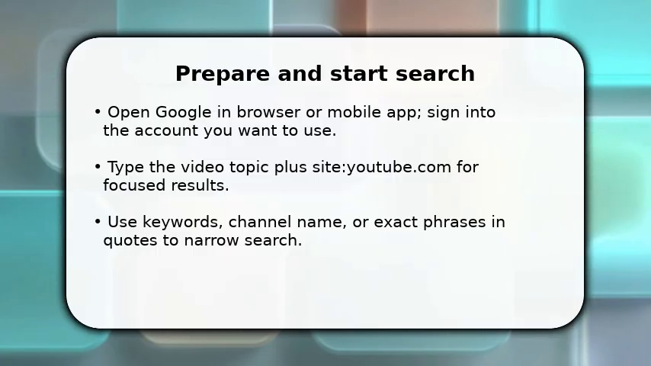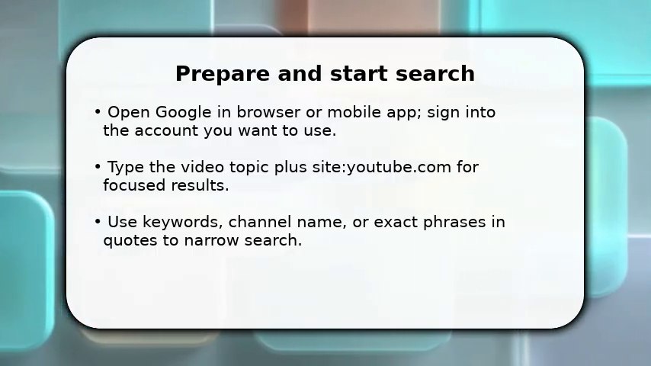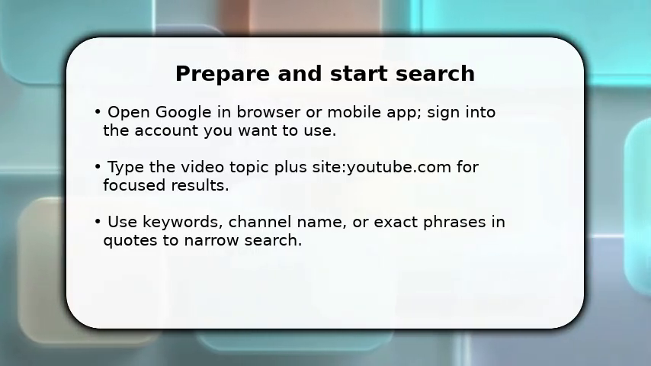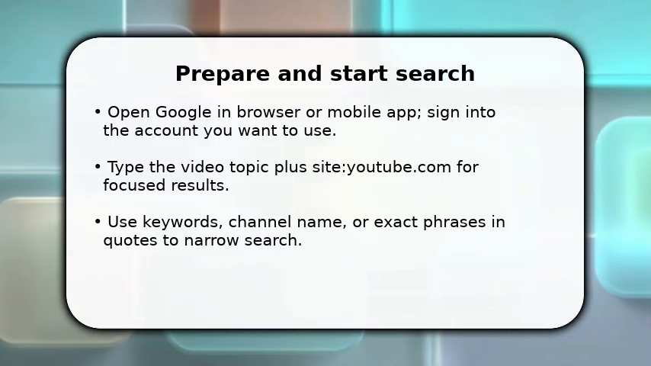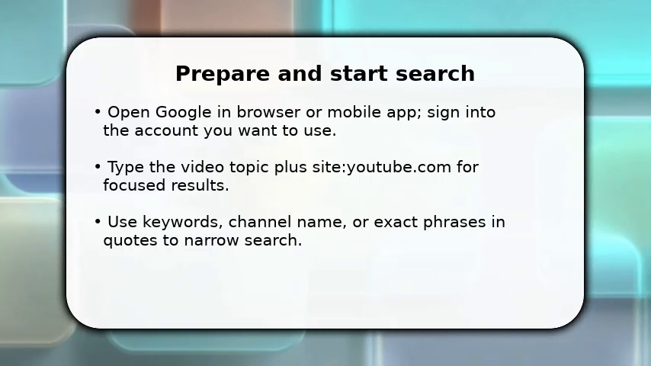You begin by opening Google and signing into the account you prefer. This ensures personalized suggestions. Once done, type your topic followed by site:youtube.com to restrict results to YouTube. Make sure to include channel names or exact phrases in quotes when you need precision.